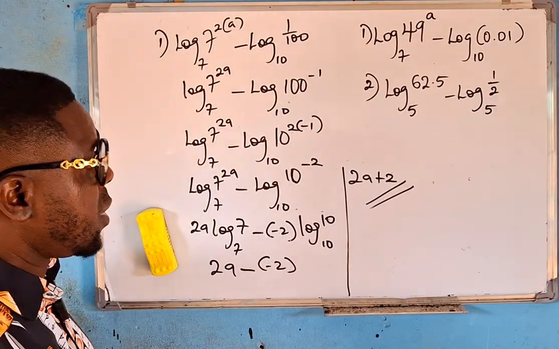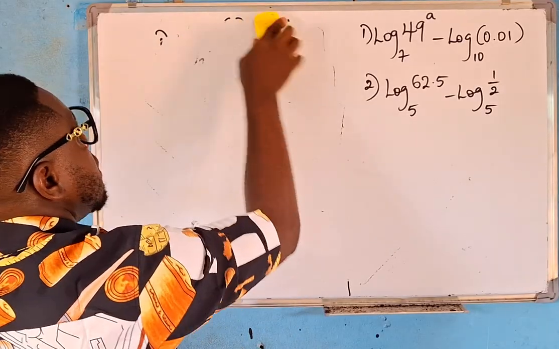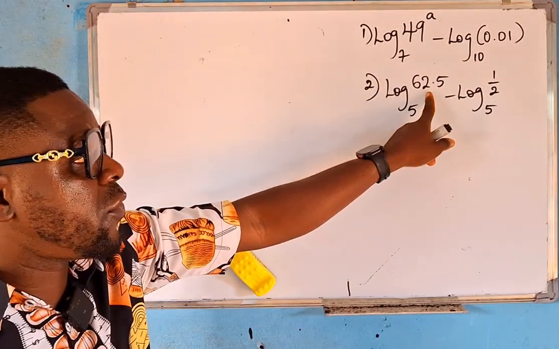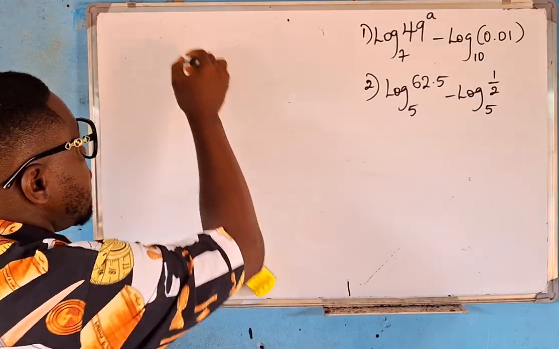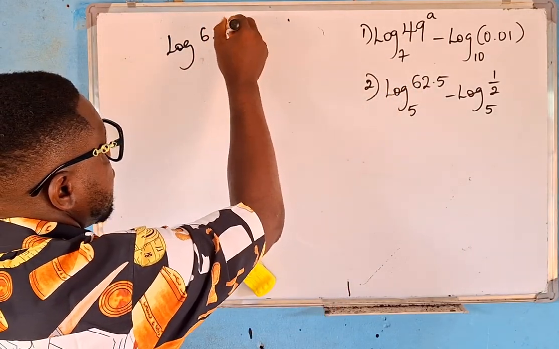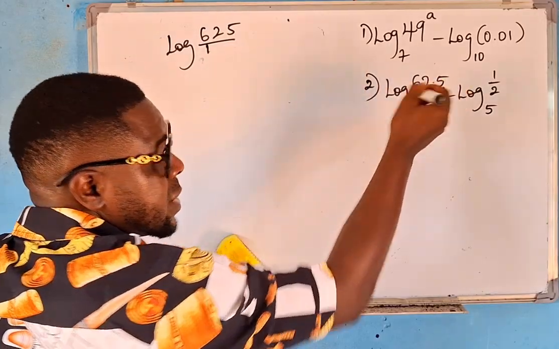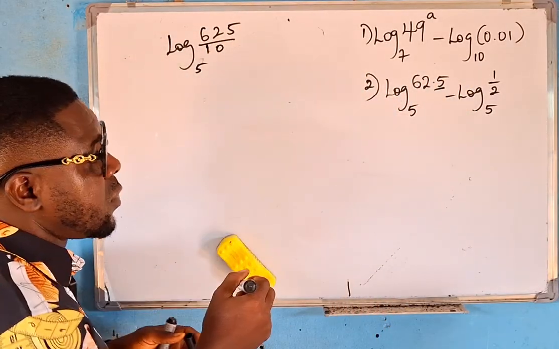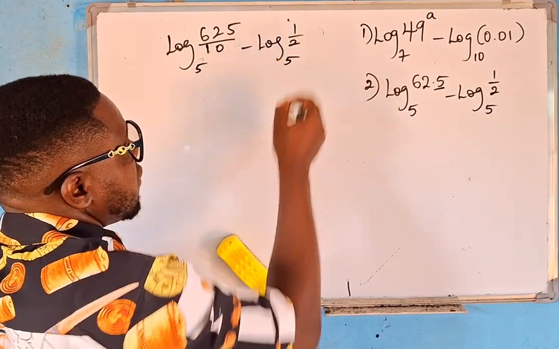Now question 2, the first thing I need to do is to change this decimal to a fraction. So if I'm changing it, this will give us log. The significant figure here is 625, all over this decimal point becomes 1. I have just 1 decimal place, I'll put 1 0. All in base 5 minus log 1 over 2 base 5.